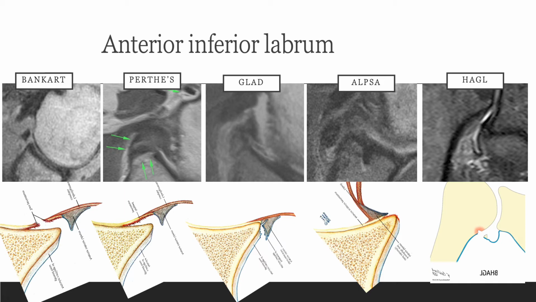The last lesion, while all these lesions are variations of lesions that happen on the glenoid side, you can have something that happens on the humeral side, and here we call this a HAGL lesion or a humeral avulsion of the inferior glenohumeral ligament. So the inferior capsule here, if you will, gets torn at the humeral attachment, and that is called a HAGL lesion.